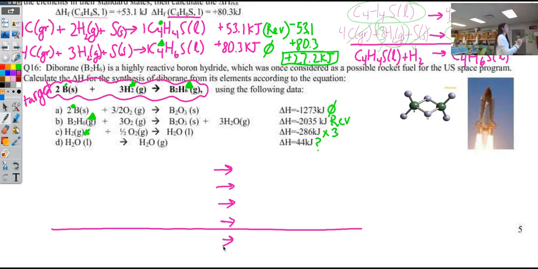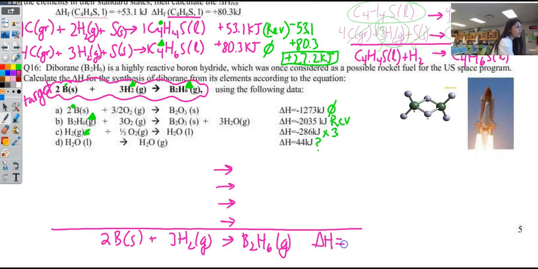All right, so my target is what I have clouded in here. So 2 boron solid plus 3 H2 gas gives me B2H6 gas. And again, we know what I'm looking for is the delta H value. Why can't I just calculate it right now? Because I actually need to figure out what I'm doing with line D first, okay? So that's why.